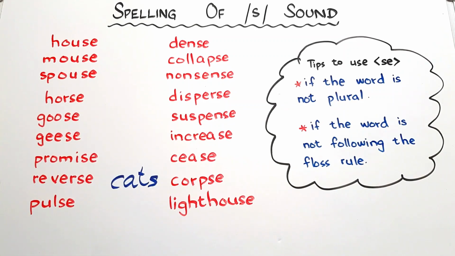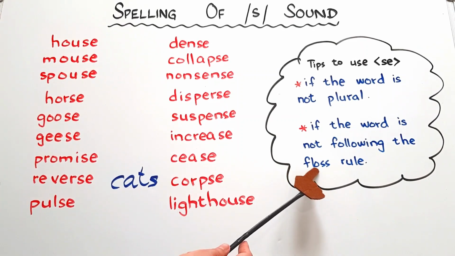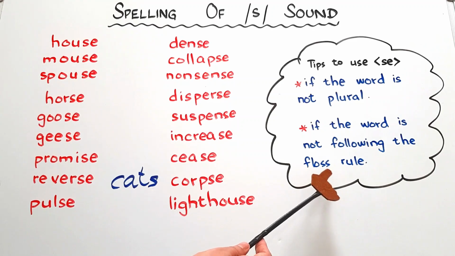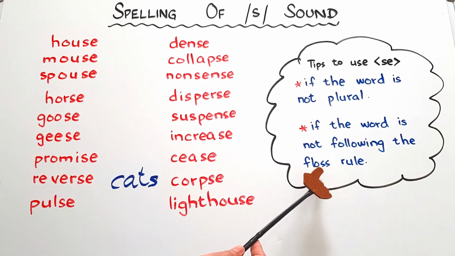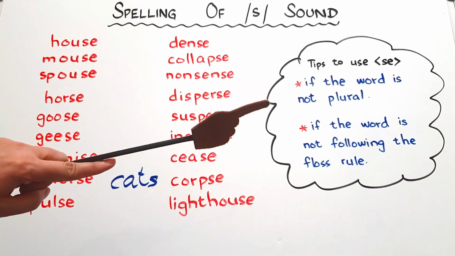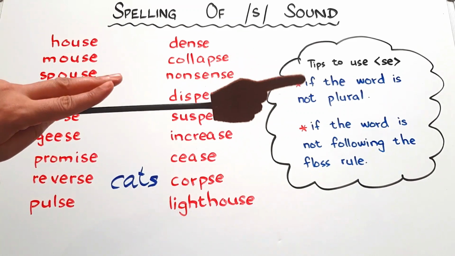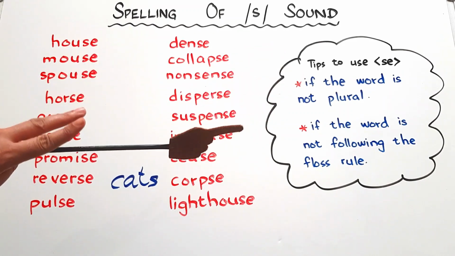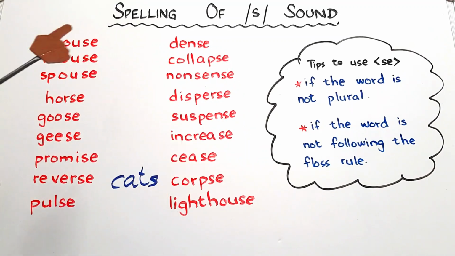What is the floss rule? After a single short vowel, like in this word, floss, we have a single short vowel that is O, you need to double the S. So if the word is not following this rule, for example, in the word house, we do not have a single short vowel before the S sound or letter S. So we would write the SE spelling for this, right? The word should not be plural, tip 1. The word should not be following the floss rule. Then you can end the word with SE.